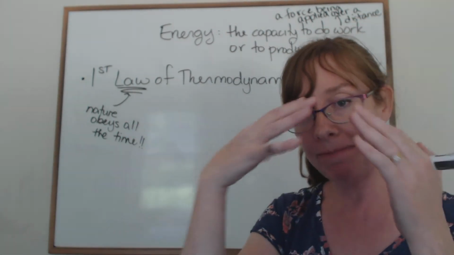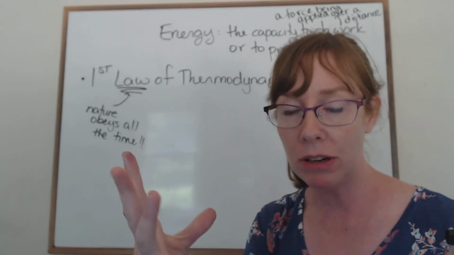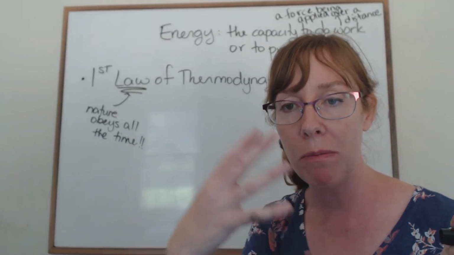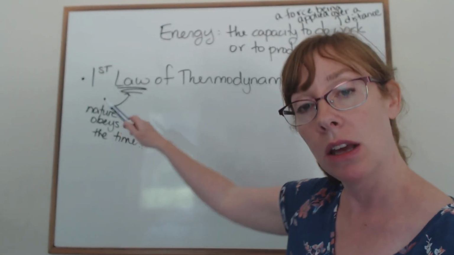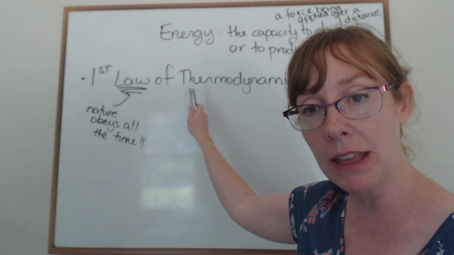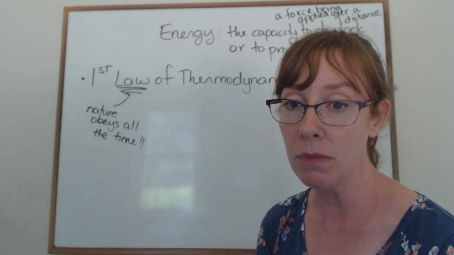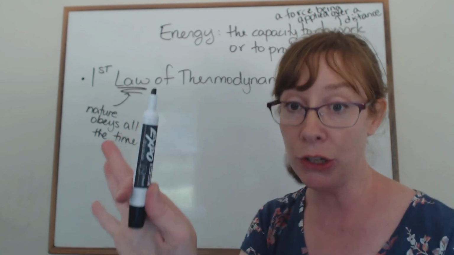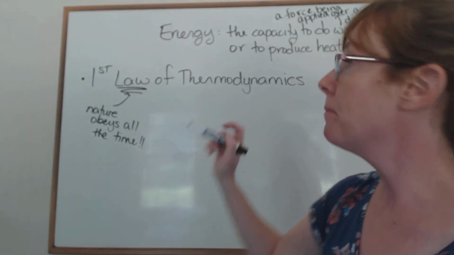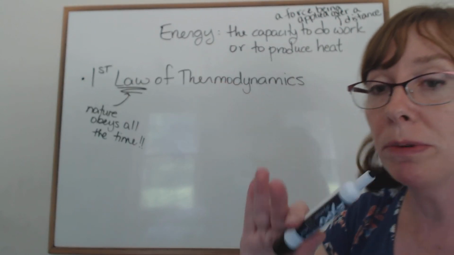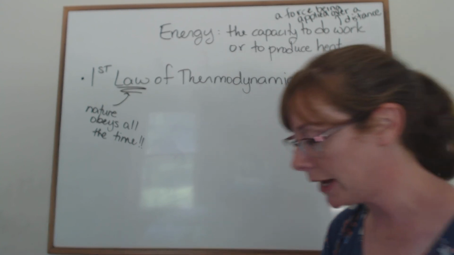So scientists have known this since people started studying nature, that nature seems to obey certain laws all the time. And this is such a famous law that they called it the first law of thermodynamics. It's never been broken by the natural world, okay? So that's kind of how you want to think about that. It would take a supernatural event to break a law of nature. So, first law of thermodynamics.